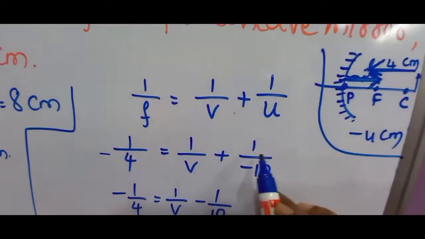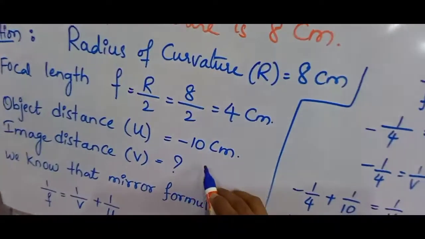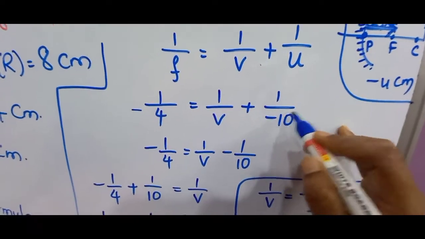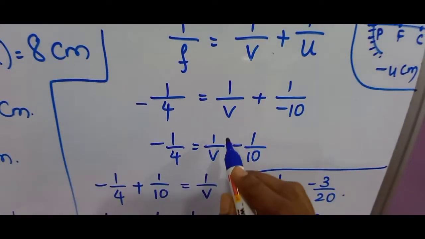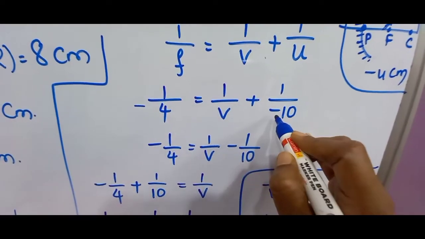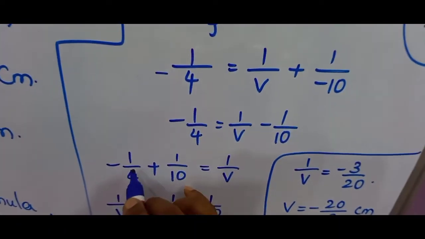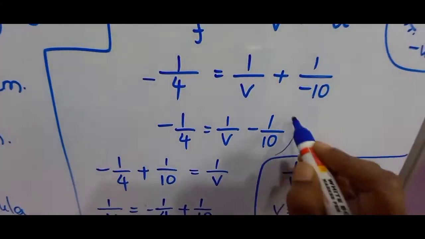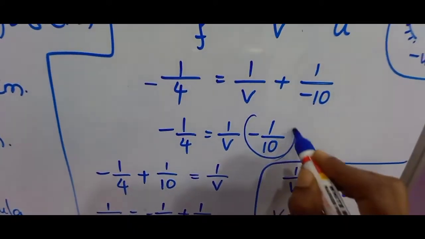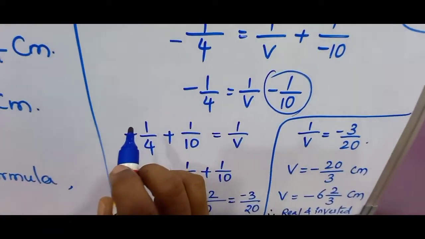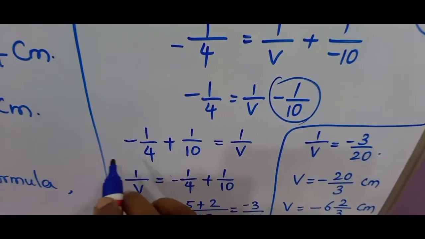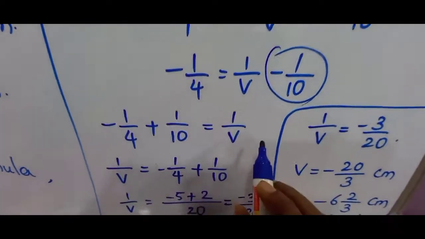1 by V plus 1 by U. U is taken as -10 centimeters here. So -1/4 is equal to 1 by V, here plus is there, here minus is there, so we can write here -1/10. Okay, -1/4, and bring this -1/10. This -1/10 should be brought towards the LHS side. Then it will become a positive quantity. -1/4 plus 1/10 is equal to 1 by V.